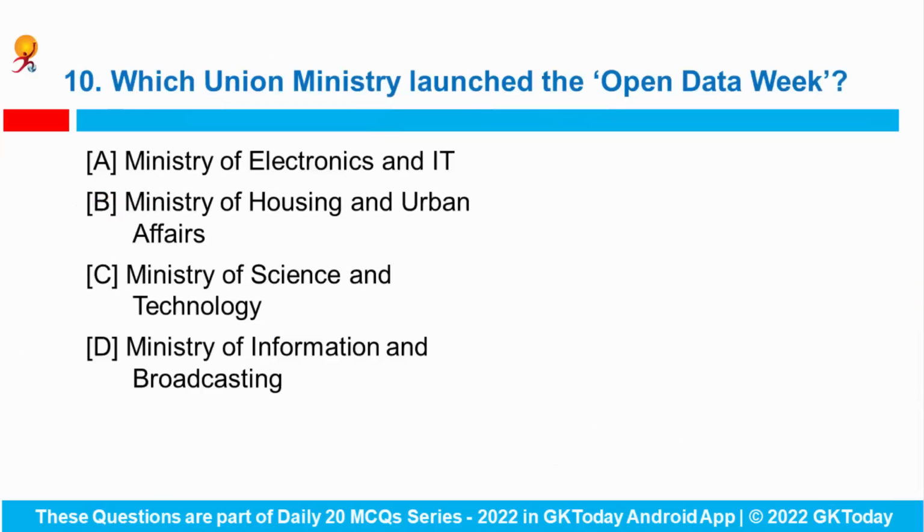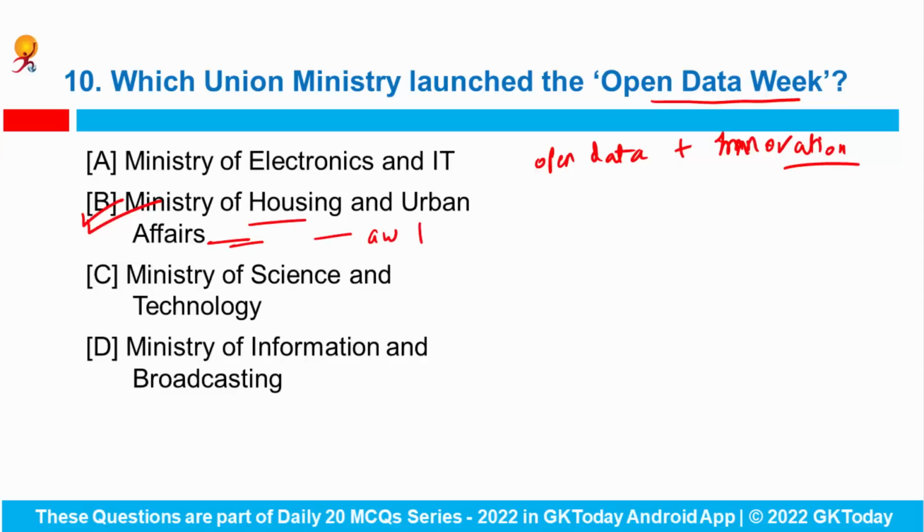Okay. Now coming to the last question, which union ministry launched the Open Data Week? So the Ministry of Housing and Urban Affairs announced the launch of Open Data Week, which aims to encourage the adoption of open data and promote innovation across India's urban ecosystem. Open Data Week is part of the pre-event initiatives being undertaken by the Ministry of Housing and Urban Affairs to promote awareness and use of open data. So basically for the Azadi Ka Amrit Mahotsav Smart Urbanization Conference, which is to be held in Surat during February 2022.